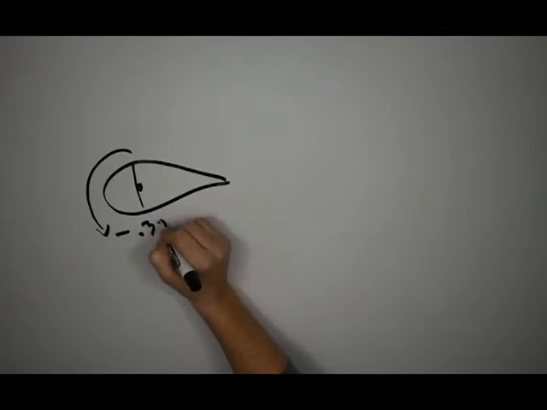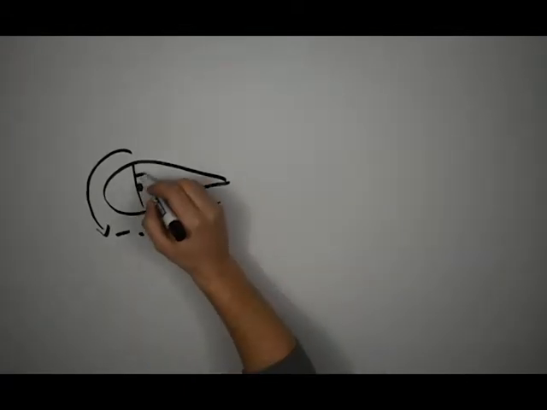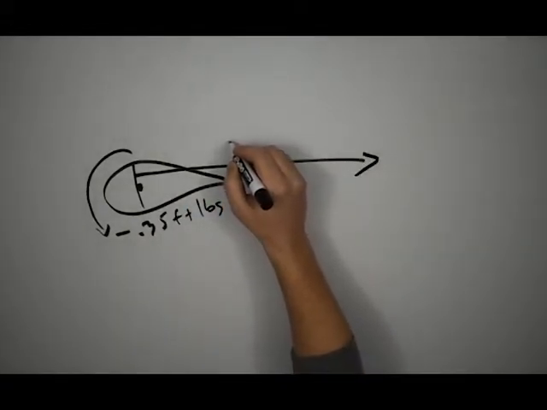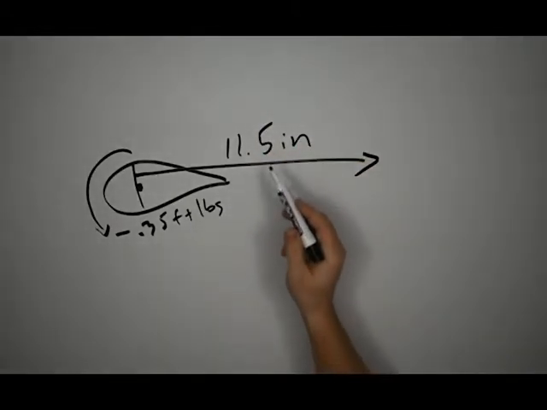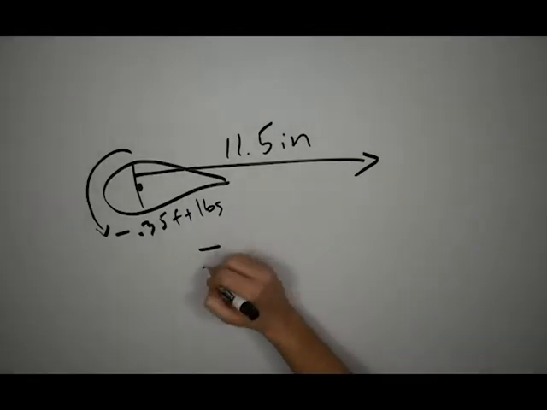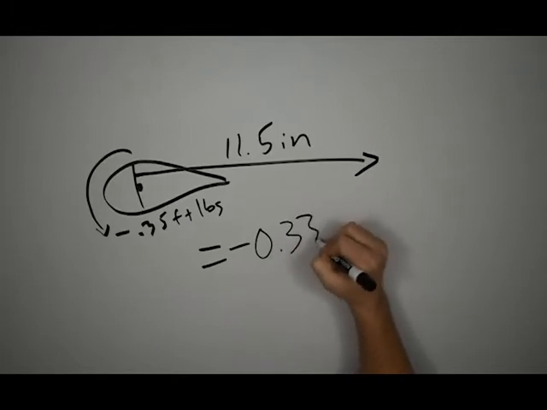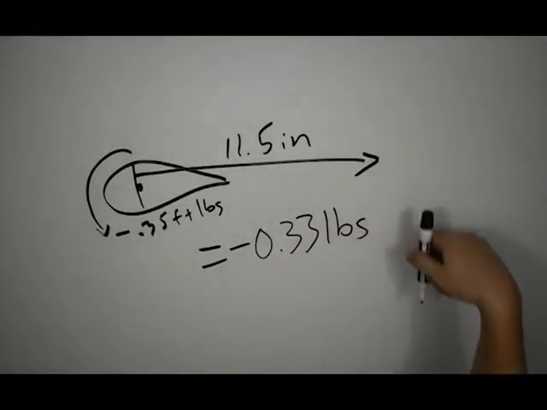So we know our main wing has a pitching moment of minus 0.35 foot-pounds, and we know that our tail is going to be 11.5 inches back. I'm going to explain how I got to this number later, don't worry. In order to get a force, we have to divide our torque by our distance. So it's going to be minus 0.35 foot-pounds divided by 11.5 inches, once again divided by 12 so you can get it converted into feet. This gives us a force of minus 0.33 pounds.